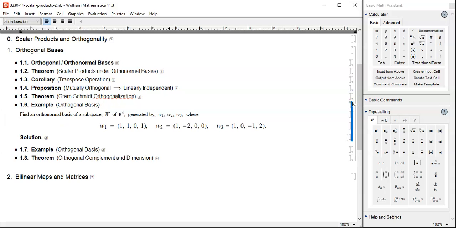Let's see an example. Find an orthonormal basis of a subspace W generated by W1, W2, W3, where we have these.